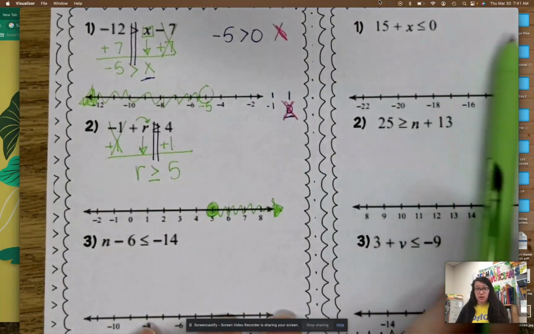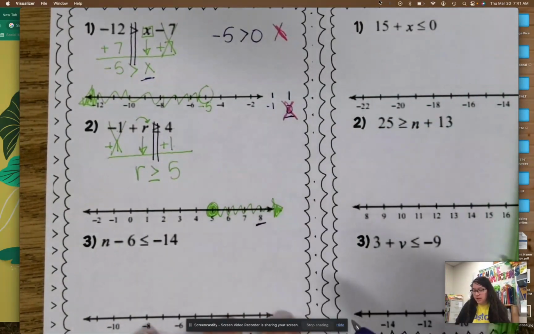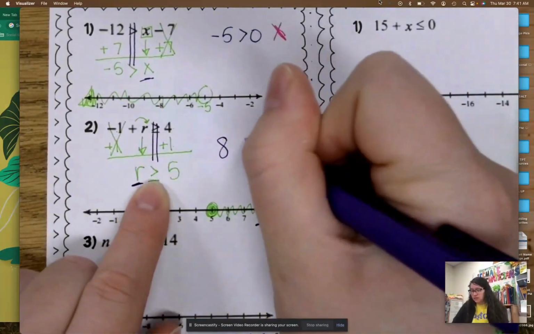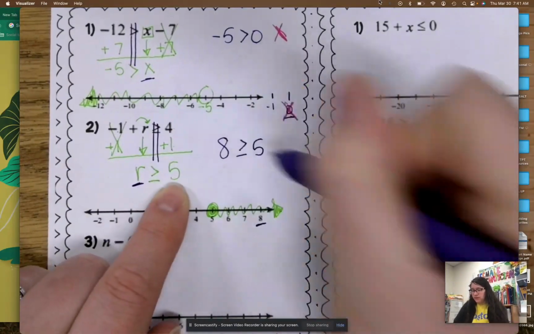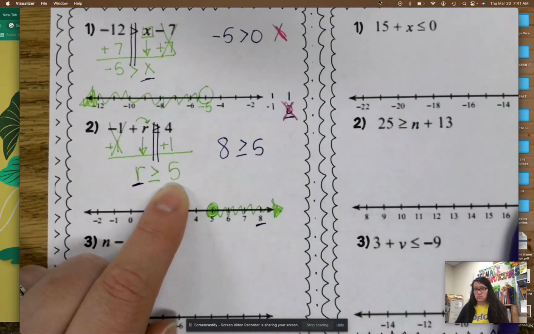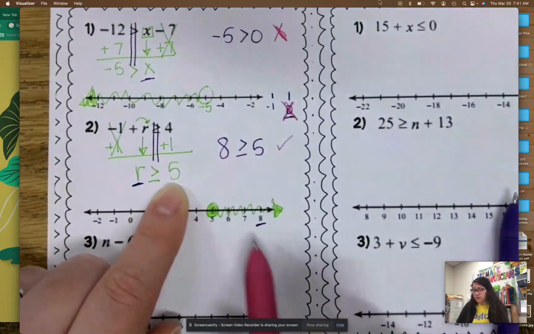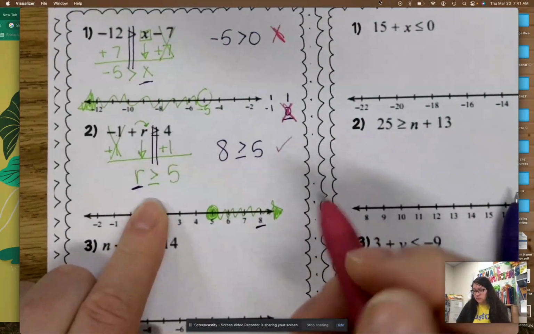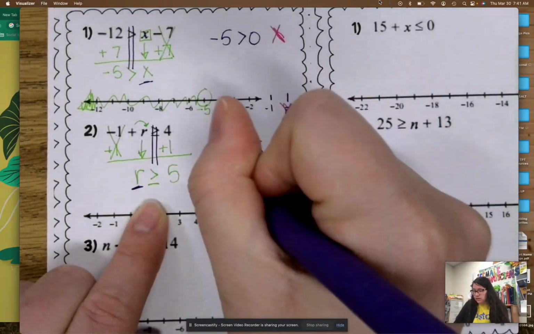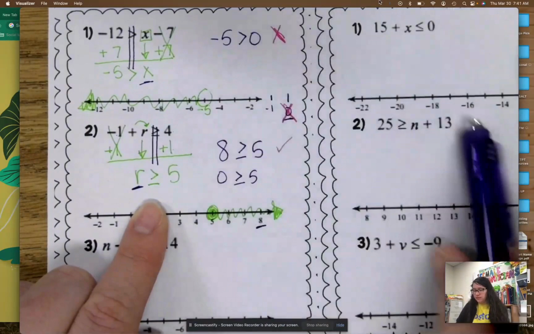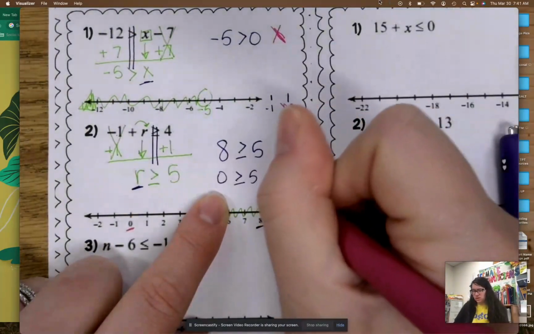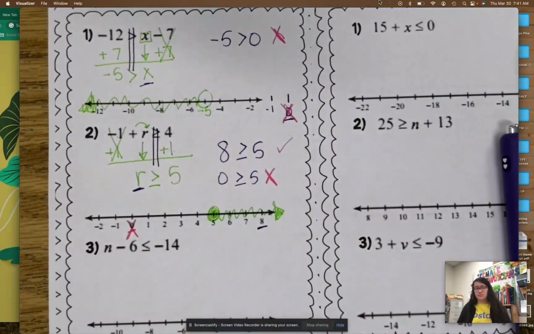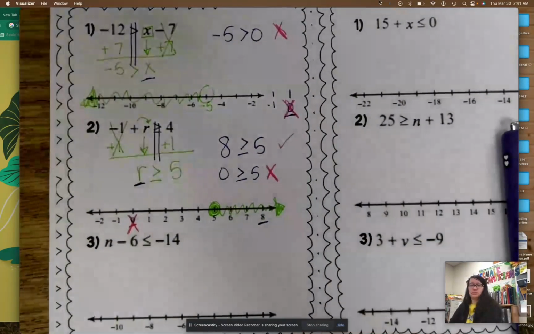And I can check my work. I can choose, for example, the number 8 and plug it in for my r. Is 8 greater than or equal to 5? Yeah, 8's greater than or equal to 5, so that's the direction I should go. If I had tried the number 0, is 0 greater than or equal to 5? No, 0 is less than 5. So that's how I know that I should not go that direction.